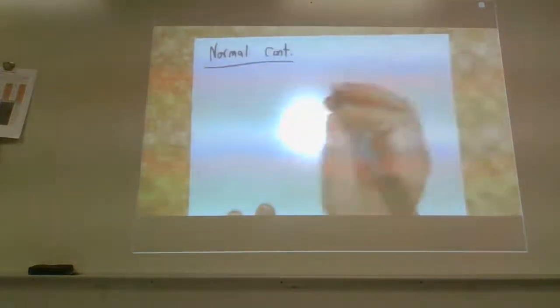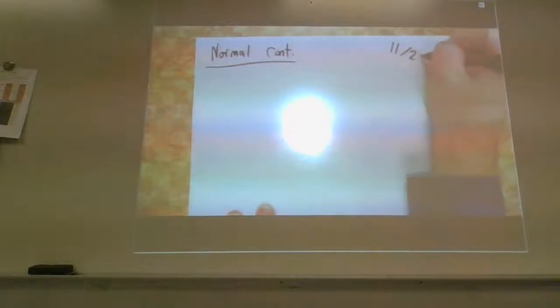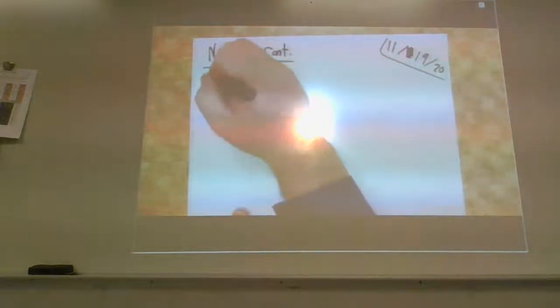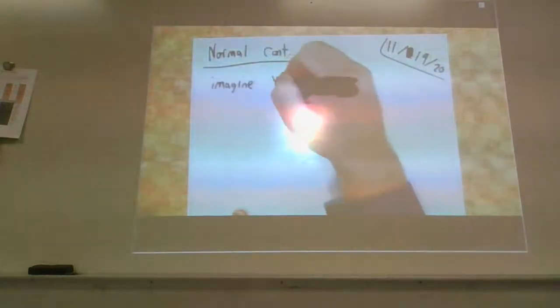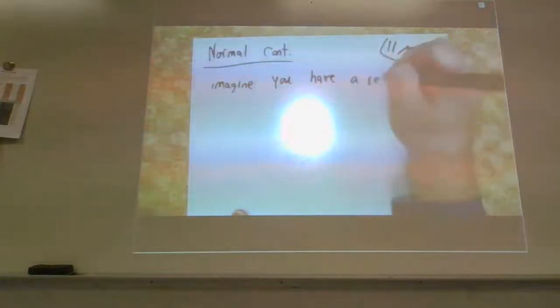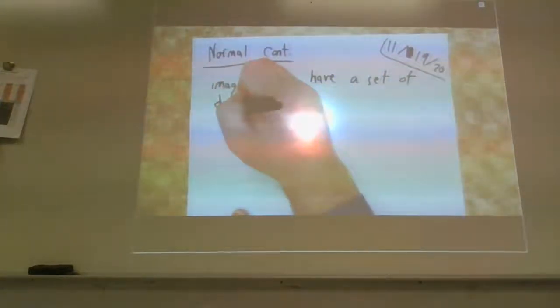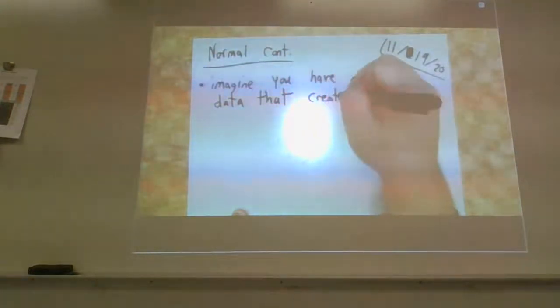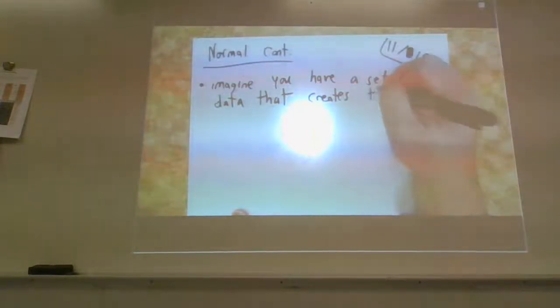Anyway, let's see here. First of all, this is just normal continued. There's no real fancy name for it other than the normal distribution continued. Still chapter 5. But I wanted to talk about something about rescaling the data. So imagine you have a set of data that creates the following graph.